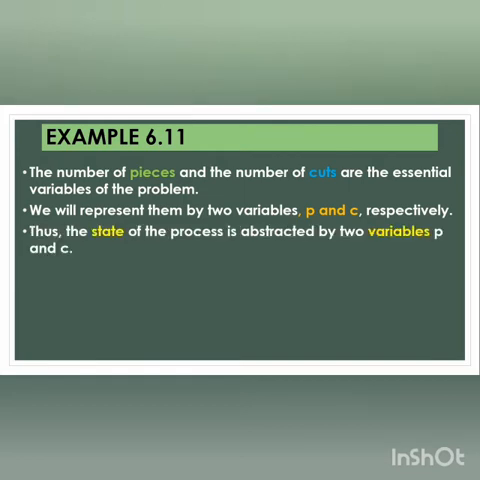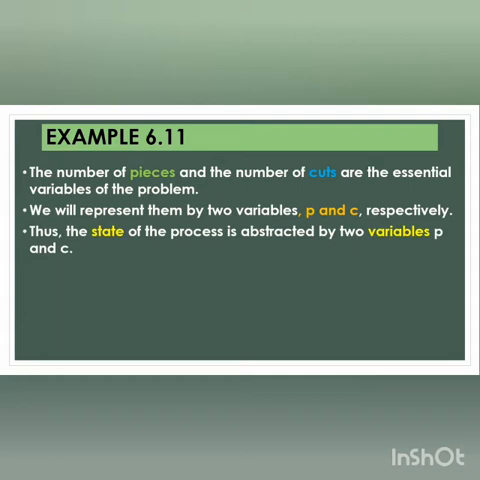The state of the process is abstracted by two variables P and C. Initially, the value of P is 1 and the value of C is 0. Before dividing a chocolate bar, it is a single piece with no cut. So, P is 1 and C is 0 here. So, 1 and 0 are the initial state, and after cutting all the pieces into individual squares, we will get the number of pieces and how many cuts we have used.